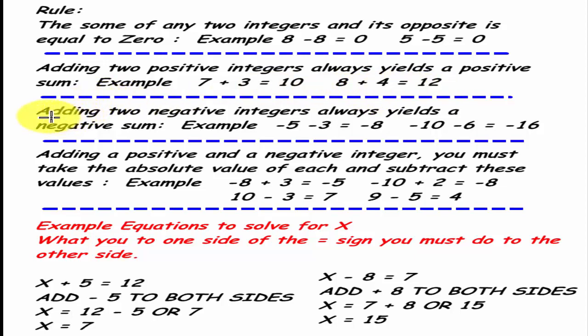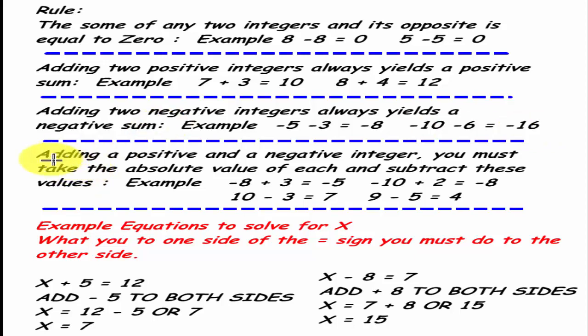Okay, the next one: adding two negative integers always yields a negative sum. Example: negative 5 plus negative 3 equals negative 8. And the other example is negative 10 plus negative 6, which is equal to negative 16.